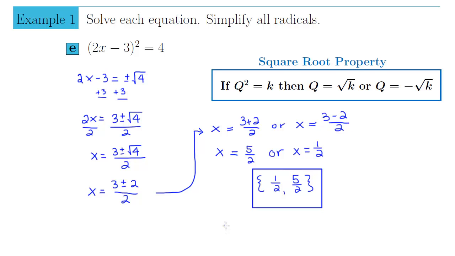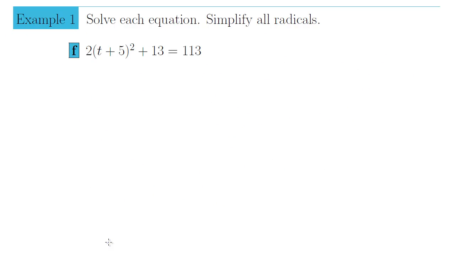Let's finish with one more final example. Example 1f. Solve the quadratic equation 2 times the quantity t plus 5 squared plus 13 equals 113. Our first goal will be to get this equation in the form that we can apply the square root property. That is, some quantity squared equals a positive value k. We want to solve for this quantity squared on the left and move everything else to the right.